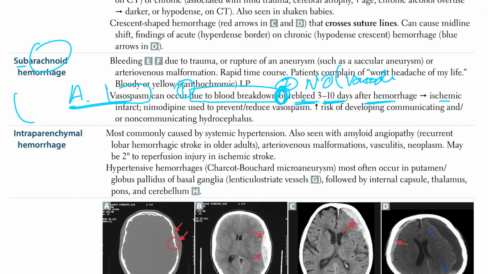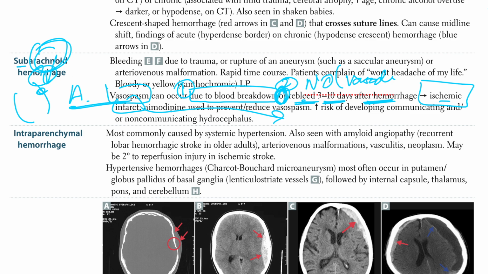So you already have a hemorrhage there, but as soon as you open the vessels, there's a rebleeding, and that leads to ischemic infarct. Now, a high yield point: how is that ischemic infarct going to show? Rebleeding after the initial subarachnoid hemorrhage occurs usually less than 24 hours after the initial bleed.